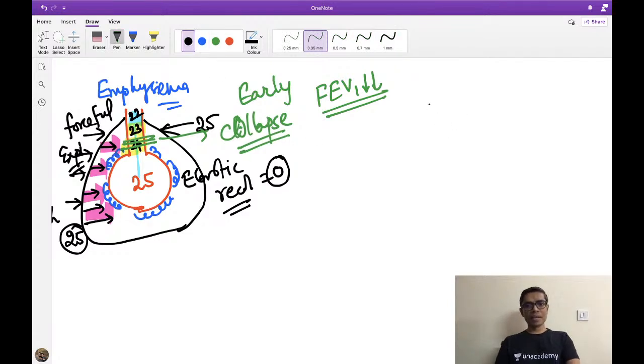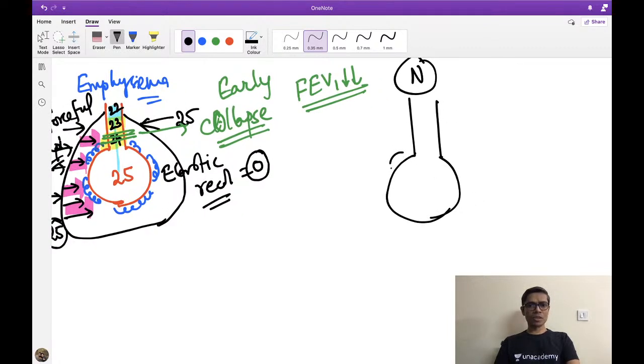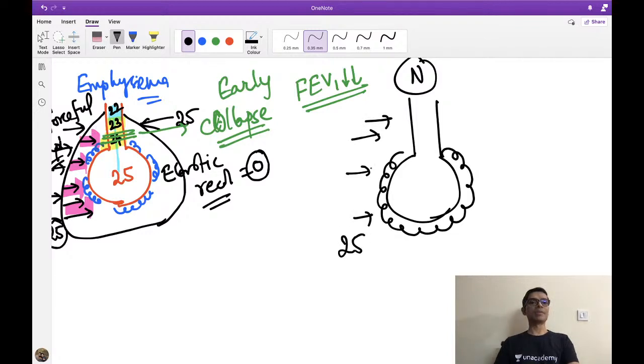What I told, suppose you are a normal person, don't forget this, very important. A normal person doing a forceful expiration. Suppose you are exerting an external pressure of 25 millimeter of mercury, and there will be some elastic recoiling force, suppose around 5 millimeter of mercury. So what is the total force applied on this alveoli? That is 30: 25 from external, 5 due to elastic tissue.